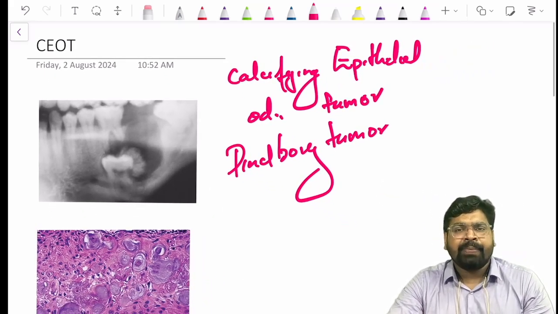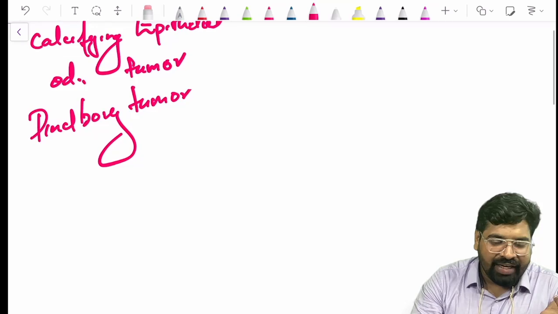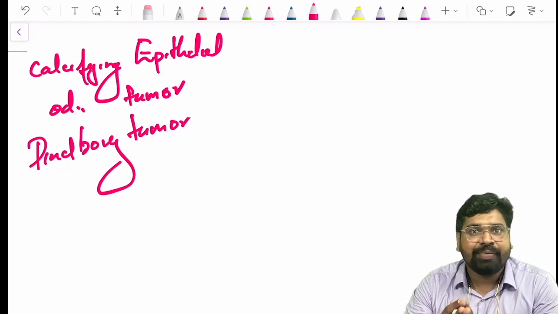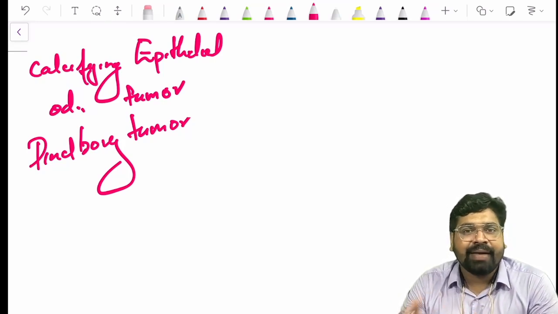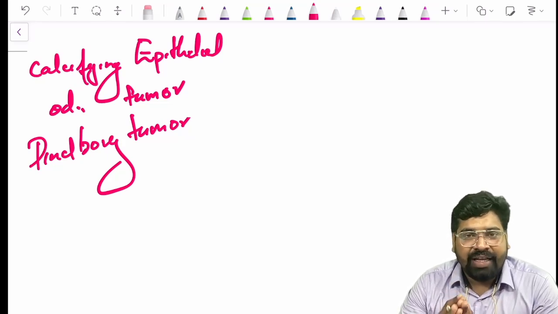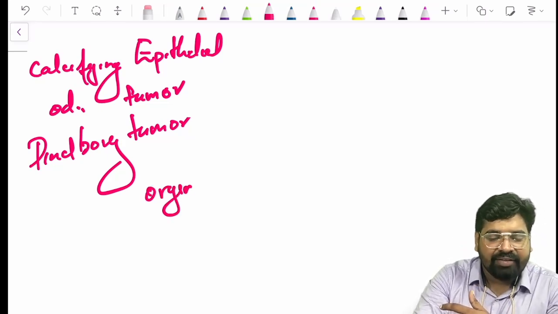Okay, so what to learn in CEOT? What is the importance of CEOT? So far we have learned that most of the odontogenic tumors arise from the dental lamina or its remnants, like the rests of Serres. The origin of CEOT is a little interesting. What about the cell of origin from where this is originating?